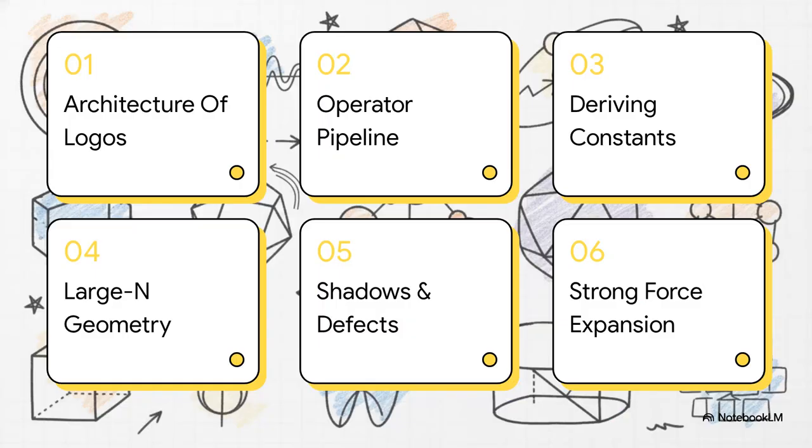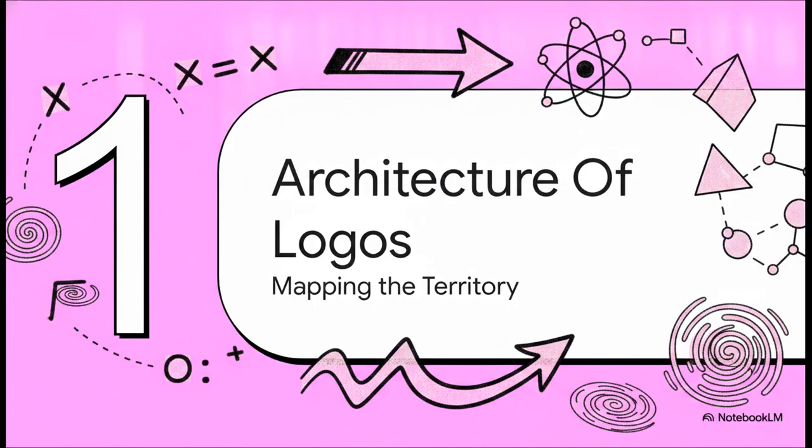To guide us through these dense equations, we're going to follow a clear roadmap, starting with the architecture of logos theory, moving through the operator pipeline, deriving physical constants, geometry from large n limits, math shadows, and finally expanding to the strong force. Let's get right into it. Section 1. The architecture of logos theory.